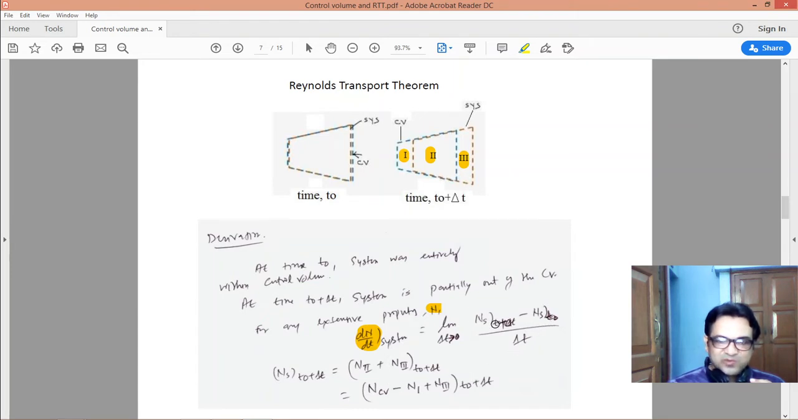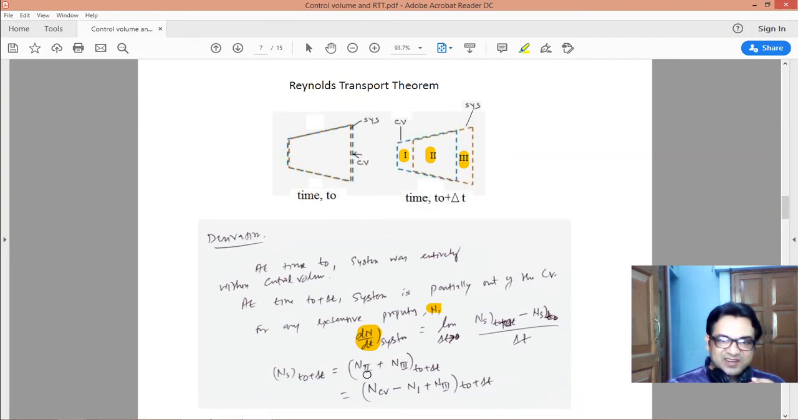Then we can put here and we will find out the rate of change of any extensive property. So now Ns at t naught plus delta t, the system is at this new location. So basically the system properties at the time t naught plus delta t will contain region 2 plus region 3. So Ns at t naught plus delta t will be N2 plus N3, because 2 plus 3 consists of the system properties at a time t naught plus delta t.